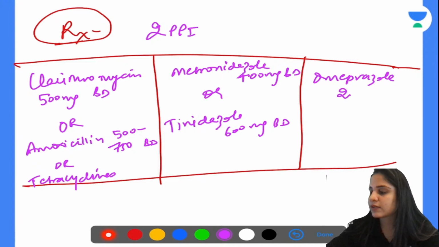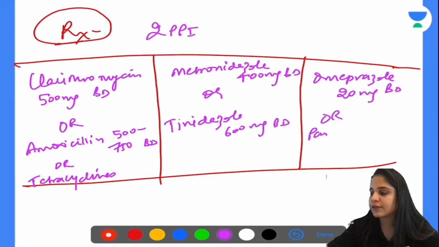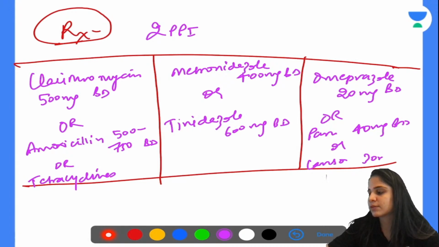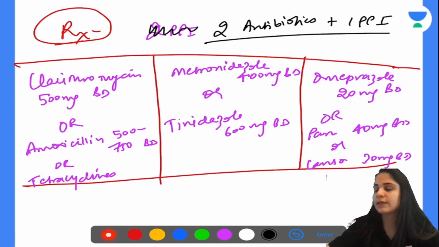So either you can give omeprazole 20 mg BD. Remember, everything is twice a day. Everything is twice a day. Okay. Or our favorite pantoprazole. Pantoprazole, everyone knows the dose, 40 mg BD. Or you can give lansoprazole. So lansoprazole is 30 mg BD. Okay. So what are you giving over here? Sorry, you're giving two antibiotics and you're giving one PPI. All right, two antibiotics and one PPI.